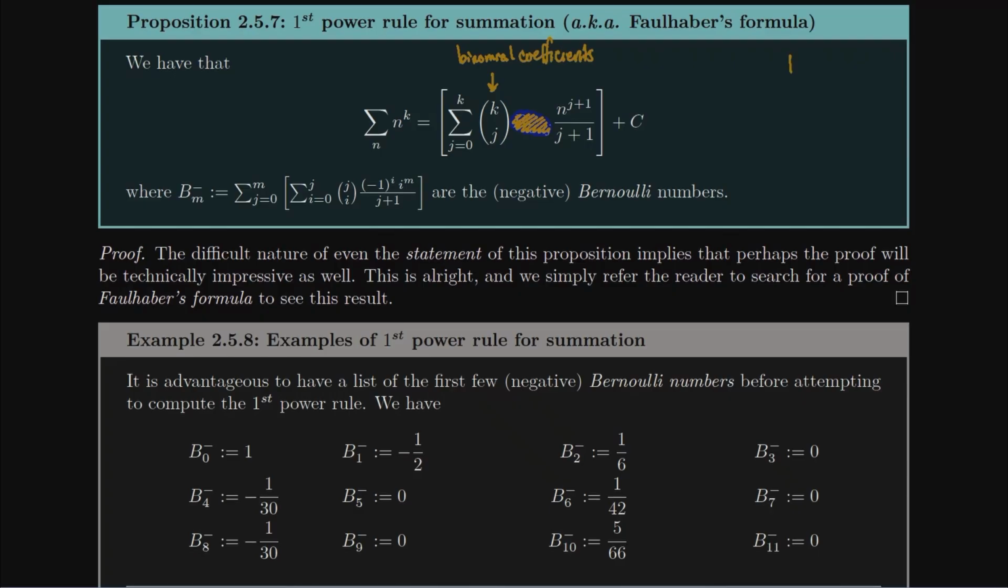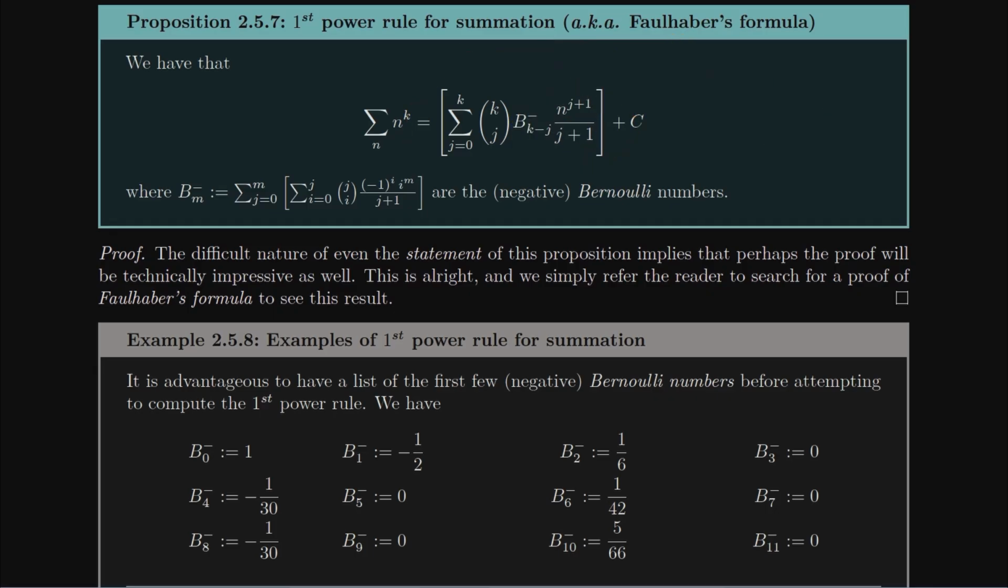which are arising out of Pascal's triangle. And so if you remember Pascal's triangle, you should remember those binomial coefficients. You can also compute them as k factorial over j factorial, k minus j factorial. Either one is equivalent. And then we've got a sum of n to the j plus 1 divided by j plus 1. And so everything here should make sense from what you know so far.